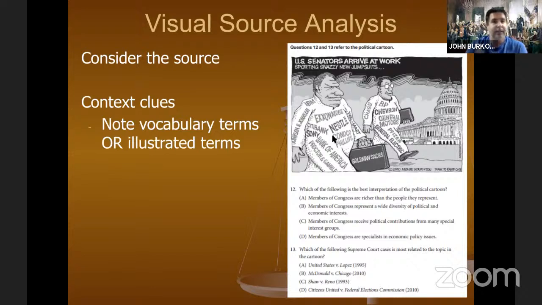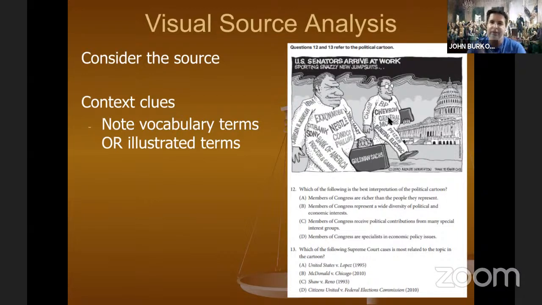But again, if you recognize the source, that helps you. But context clues, again, note any vocabulary terms or illustrative terms. Here we have U.S. senators at work, and you've got the Capitol building, new jumpsuits. And what are on these jumpsuits? We see Johnson & Johnson, ExxonMobil, Nestle, Bank of America, Pfizer, General Motors. These are corporations. Your brain is processing and saying, those are corporations.